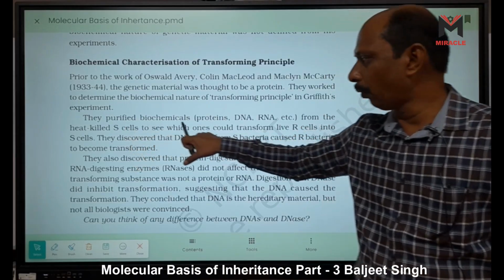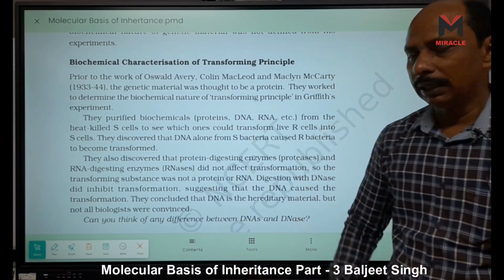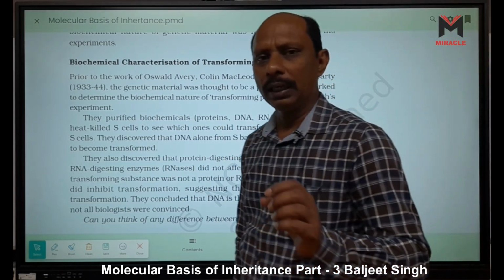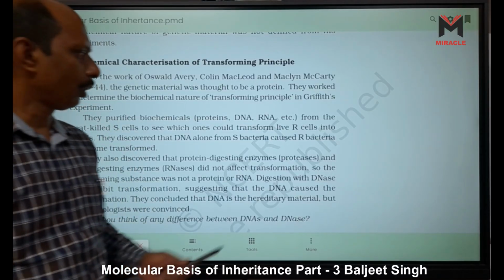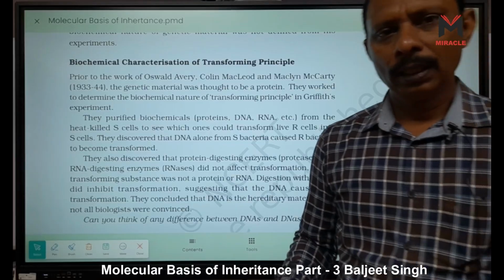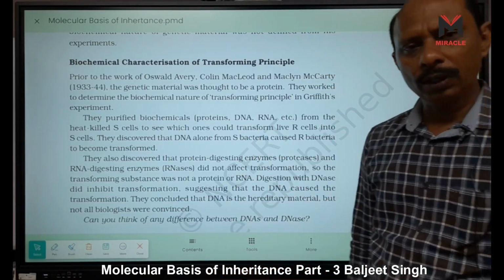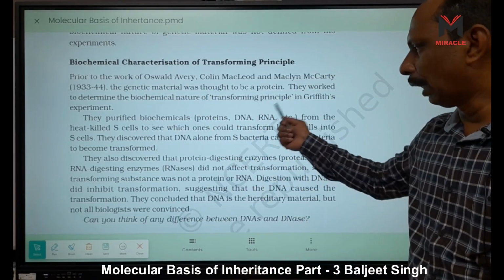They first purified and separated the biochemicals, that is protein, DNA, RNA, etc., and then they used digestive enzymes, we can say hydrolase enzymes, right? First they used protease enzyme. So what happens? Protein is digested, meaning no protein is there. Yet transformation still occurs. That means protein is not responsible for transformation. Then they used RNase.